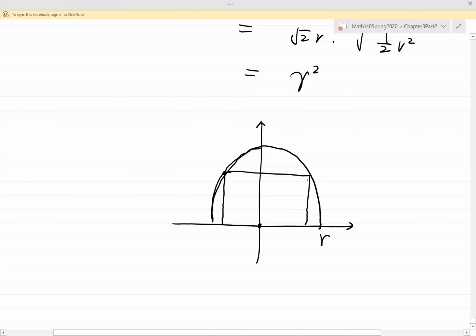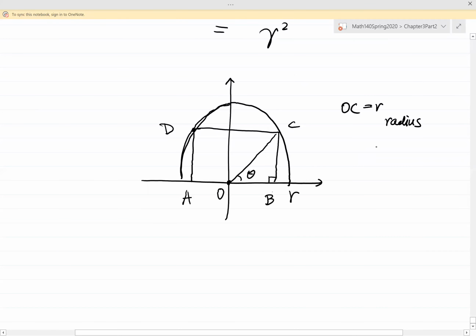Okay, so this is the angle theta. This is the rectangle ABCD. Now OC is the radius of the circle. So OC is r, the radius of the semicircle. Because we have a rectangle, CB is perpendicular to OB. So we have a right triangle.